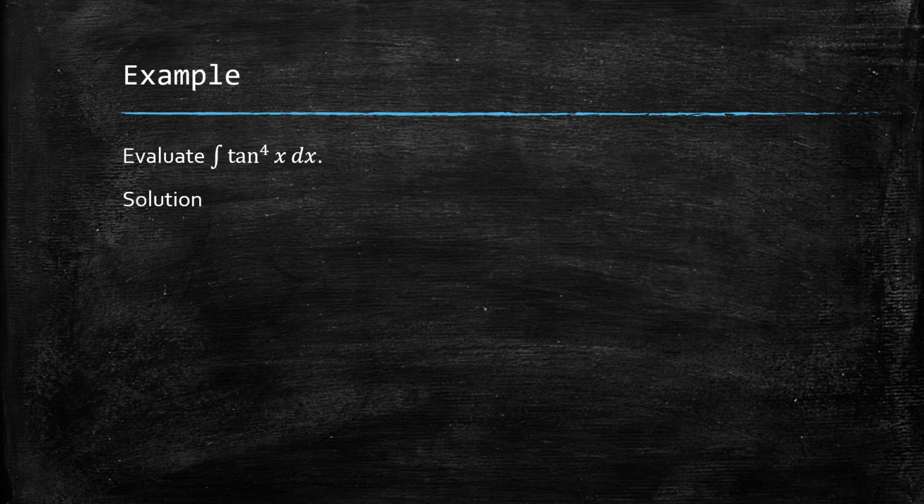For this example, you're to find the integral of the 4th power of tangent of x dx. Now using the reduction formula, we get the integral of the 4th power of tangent of x dx is equal to 1/3 the 3rd power of tangent of x minus the integral of the square of tangent of x dx.